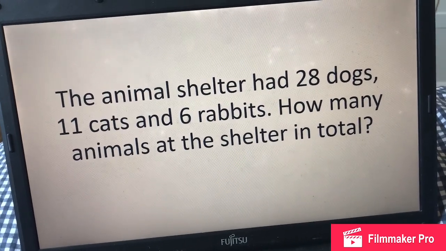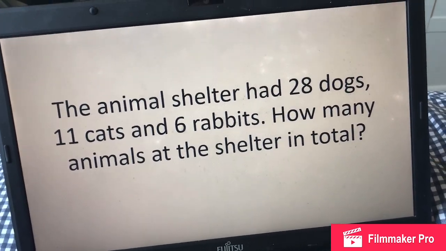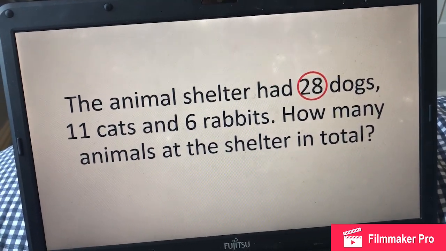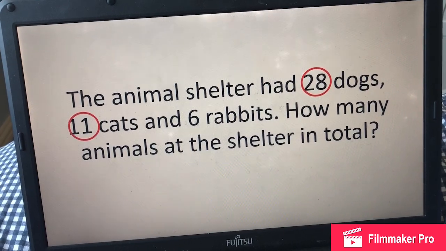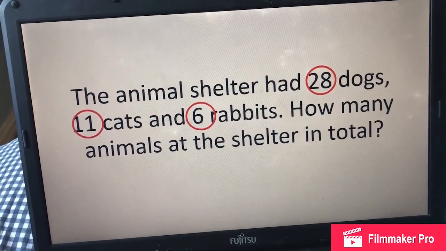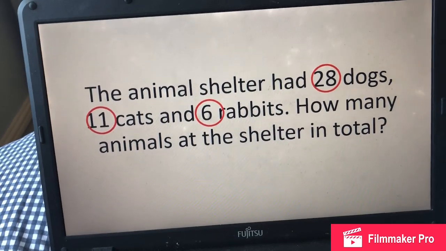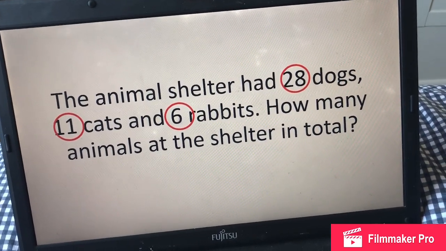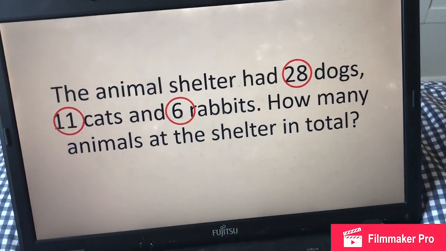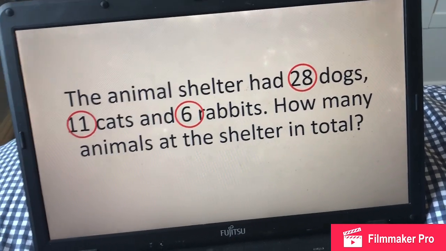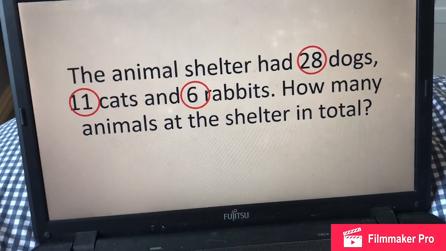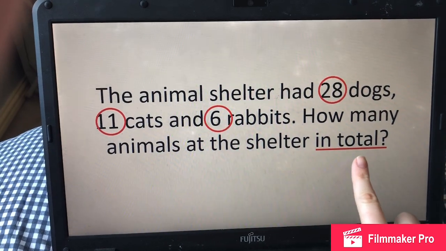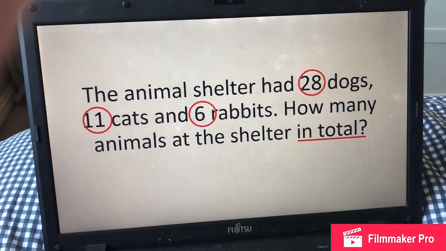The first thing I'm going to do is circle all the different numbers in my word problem. So my first number is 28, my second number is 11, and my third number is 6. And then I'm going to underline the word or the phrase that tells me that I have to add these together. So the animal shelter had 28 dogs, 11 cats and 6 rabbits. How many animals at the shelter in total? So that in total here is asking me to add those 3 numbers together.